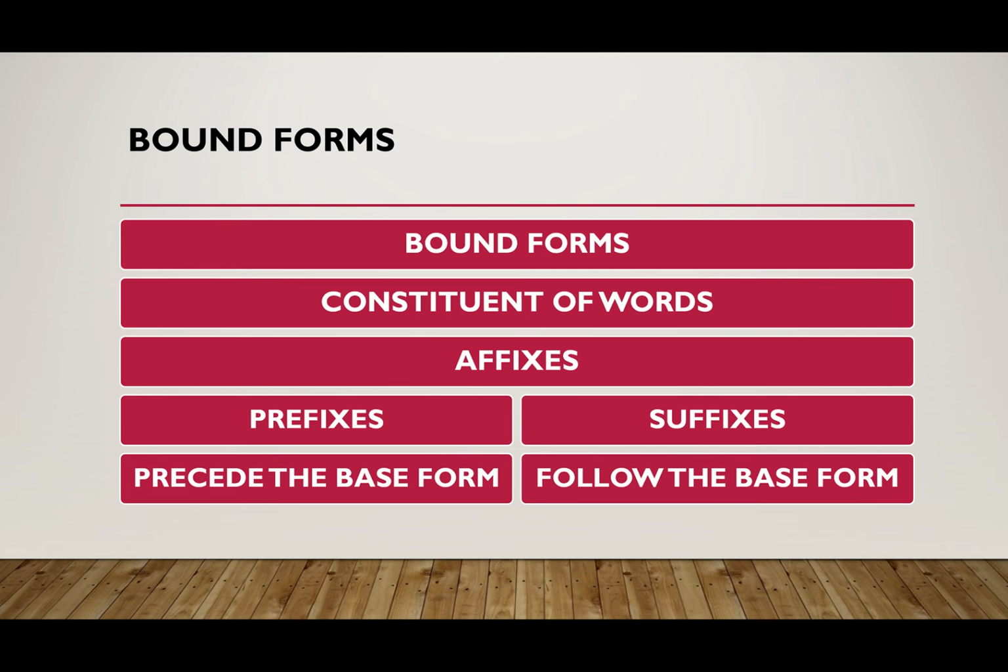So now what are bound forms? Bound forms are different constituents of words which we call affixes, and these affixes can be further divided into prefixes and suffixes. What are prefixes? Prefixes are those morphemes that precede the base form. Suffixes are those morphemes that follow the base form. I repeat, prefixes are those minimal forms that precede the base form, and suffixes are those minimal forms that follow the base form.